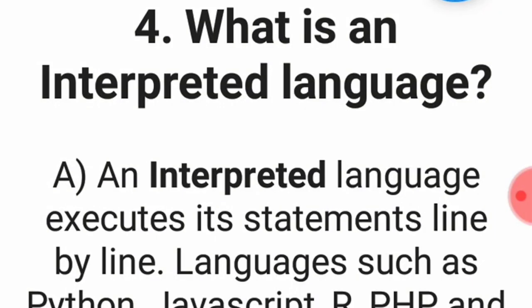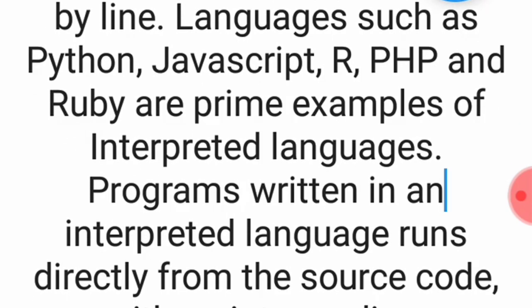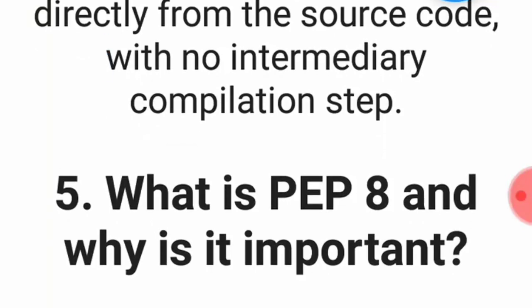4. What is an interpreted language? An interpreted language executes its statements line by line. Languages such as Python, JavaScript, R, PHP, and Ruby are prime examples of interpreted languages. Programs written in an interpreted language run directly from the source code, with no intermediary compilation step.